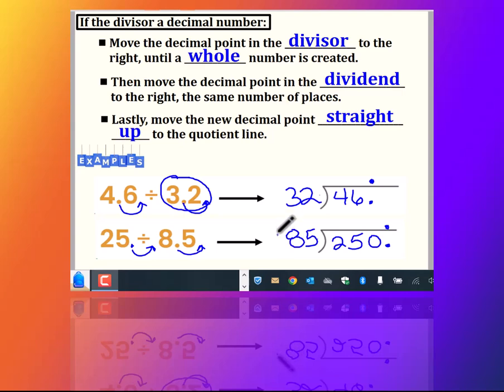Okay, did you get this division problem over here? Did you notice that you had to annex a 0 in the dividend? We turned our divisor into a whole number, the 85, by moving the decimal point one place to the right. 25, our dividend, is a whole number. It has that invisible decimal point. We still have to move it, so we make it visible and then we move it one place to the right, just like we did in the divisor. And we had to annex a 0, so it became 250.